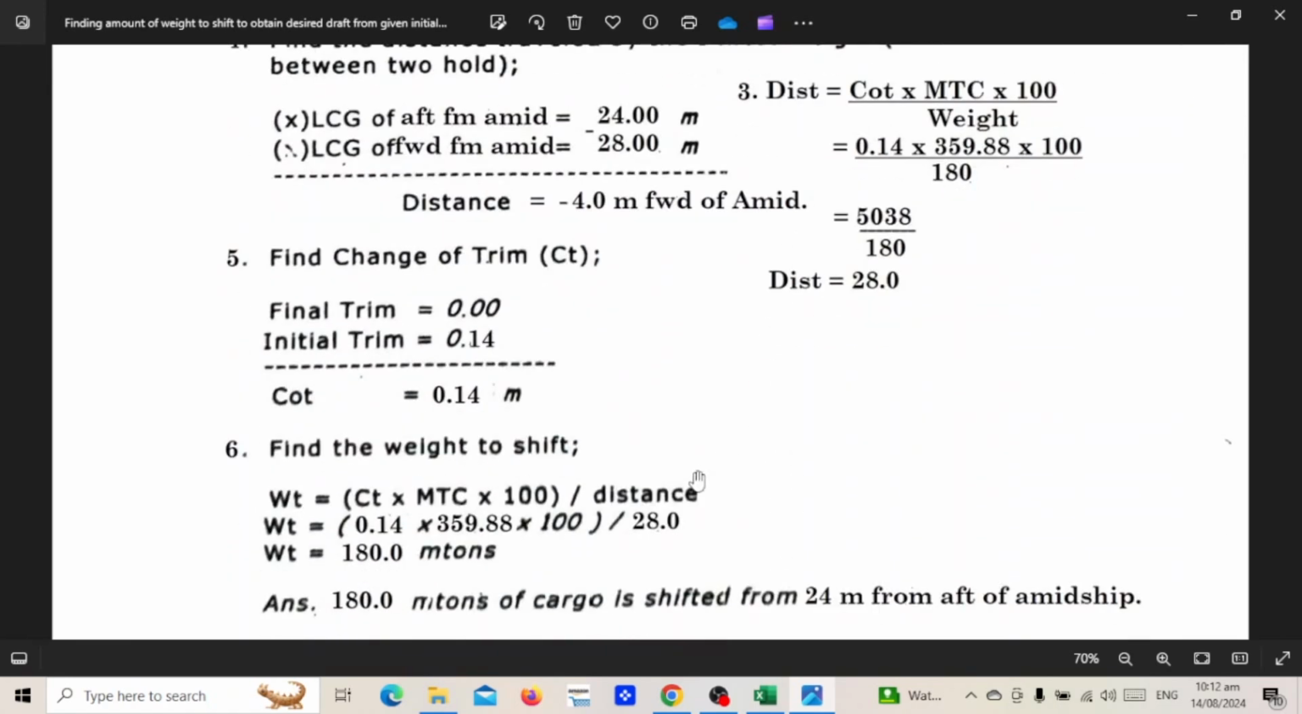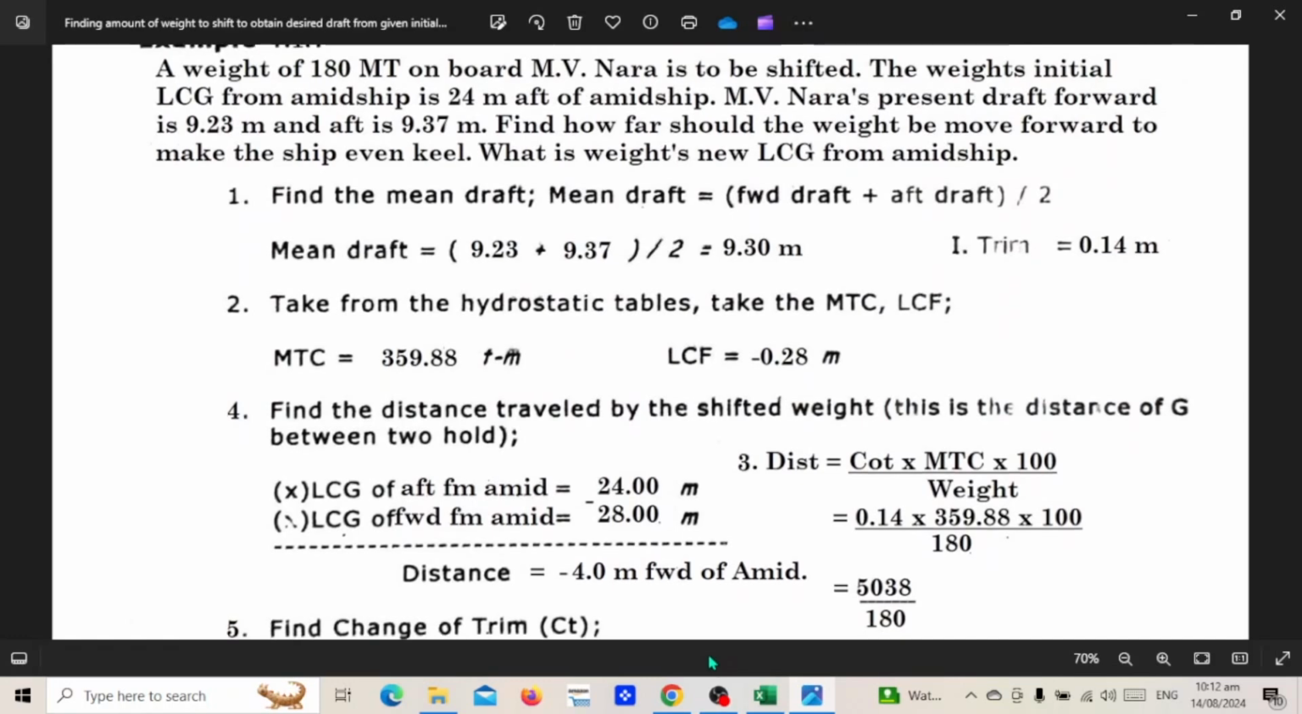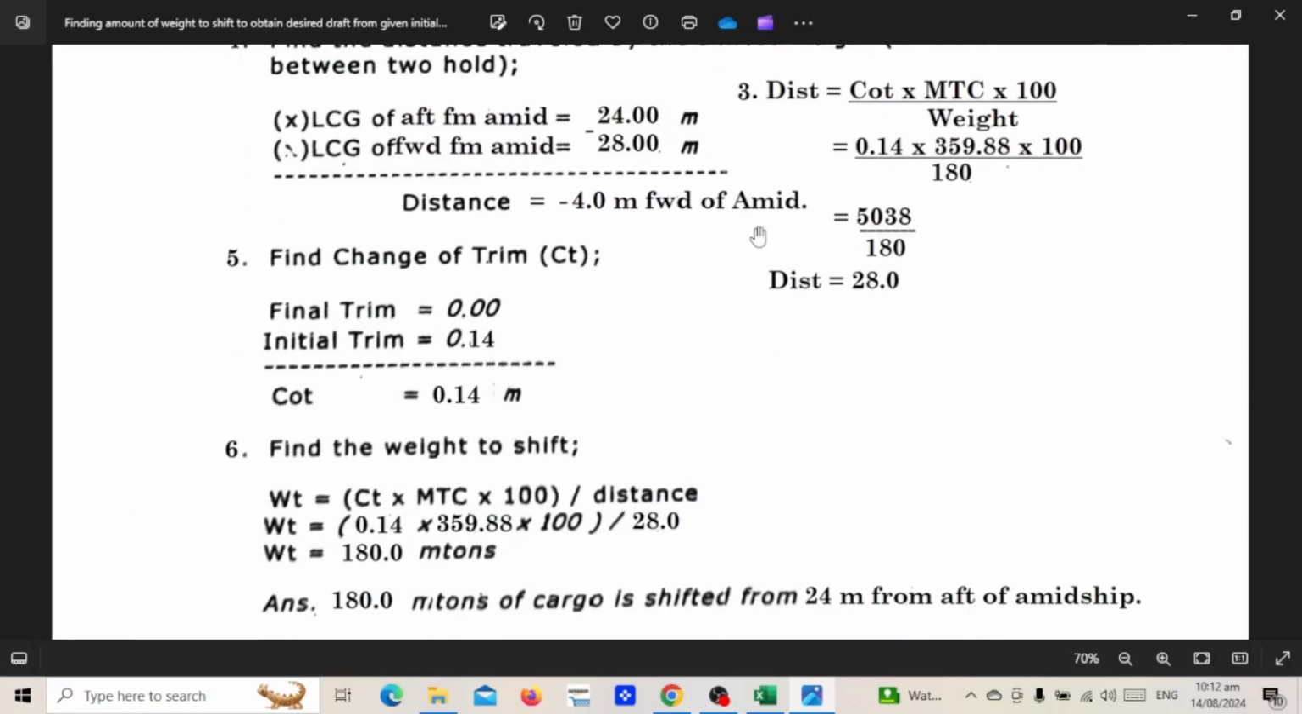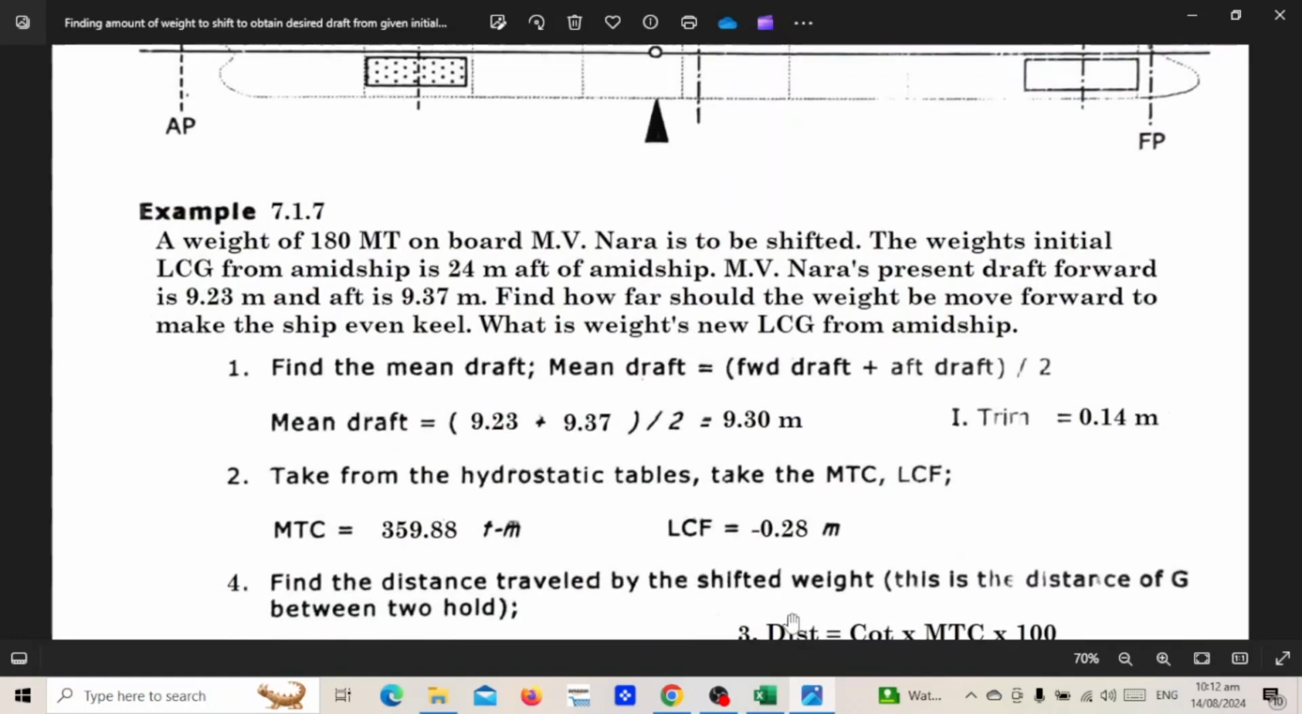Okay, so weight equals change of trim. This is your change of trim times MTC. Your MTC is this, times 100 over your distance. This one is the distance. Okay, 28. What is this 28?